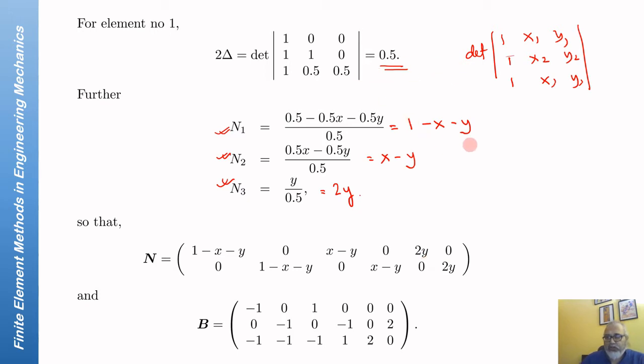Now that you know N, you know u is equal to N1 u1 plus N2 u2 plus N3 u3. This is my basic guiding principle. So del u del x is del N1 del x, and u1 is a constant.